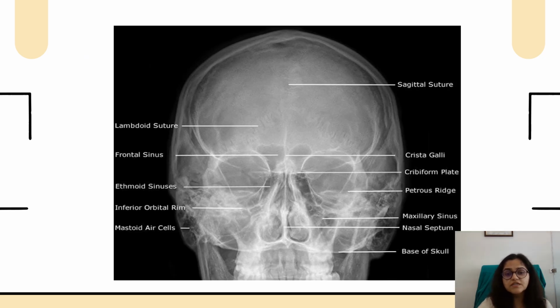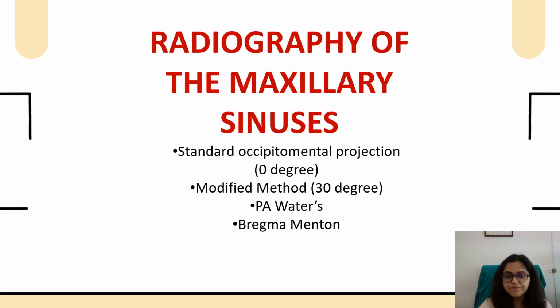These are the structures which have been shown in this modified Caldwell projection: various sutures like sagittal sutures, lambdoid sutures, sinuses like frontal sinuses, ethmoidal sinuses, various cells, mastoid cells, petrous ridge, maxillary sinus, nasal septum, and the base of the skull.